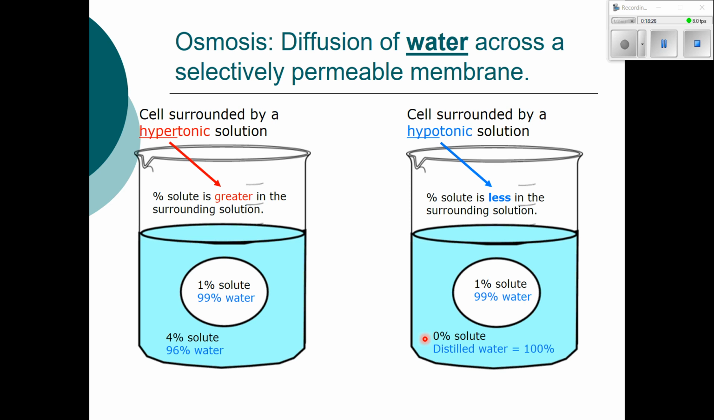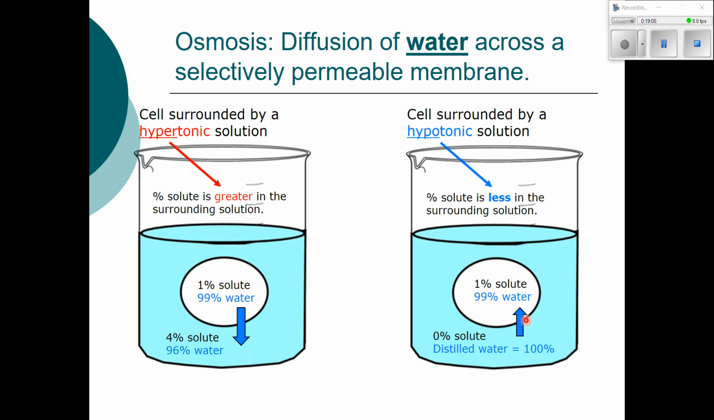Remember, molecules move from an area of high concentration to an area of lower concentration. So in the first beaker, water has no choice but to move out of the cell from 99%, which is a high concentration of water, to the outside of the cell, which is only 96% water. Don't look at the solute, look at the water percent. Water moves from high concentration of water to lower concentration of water.